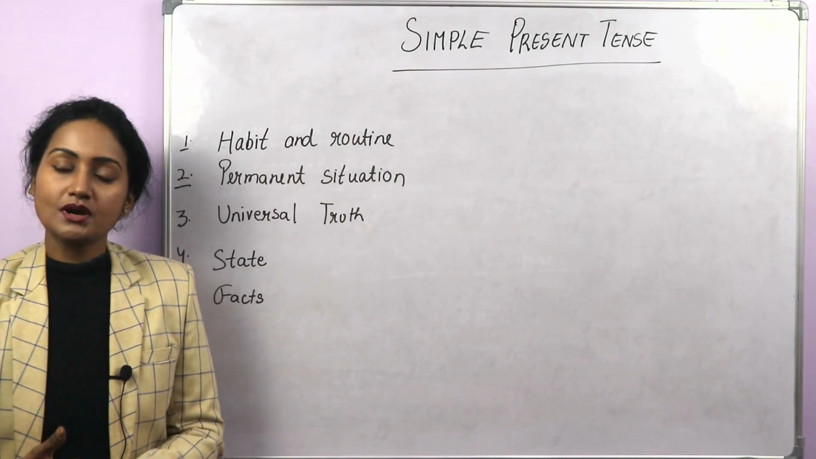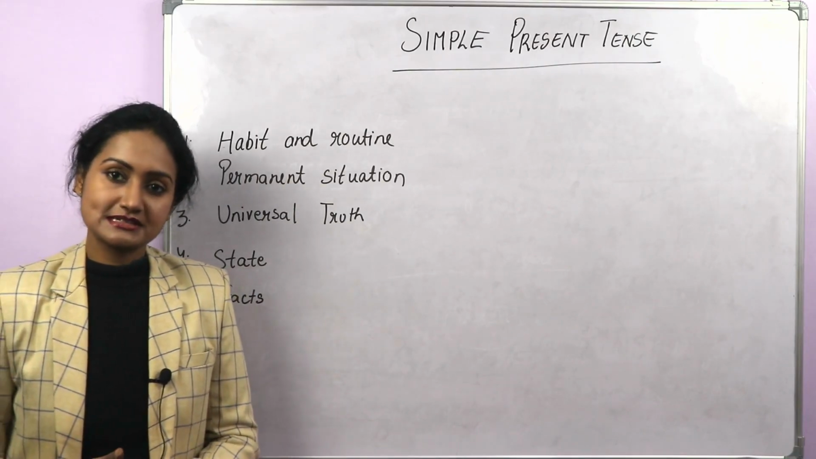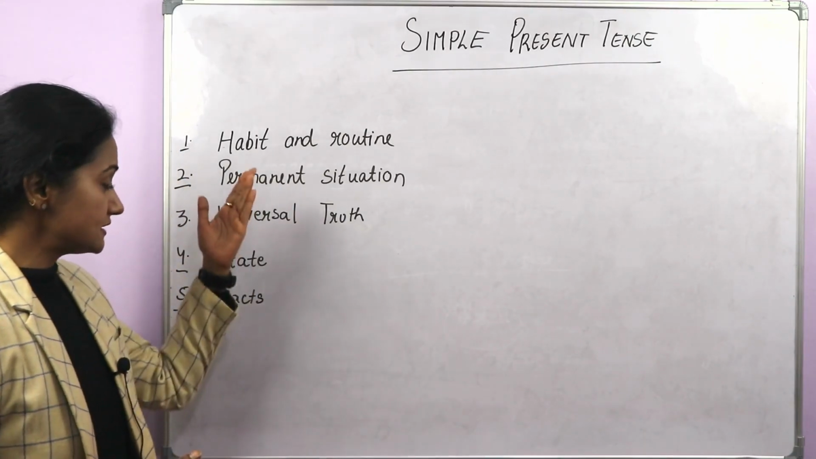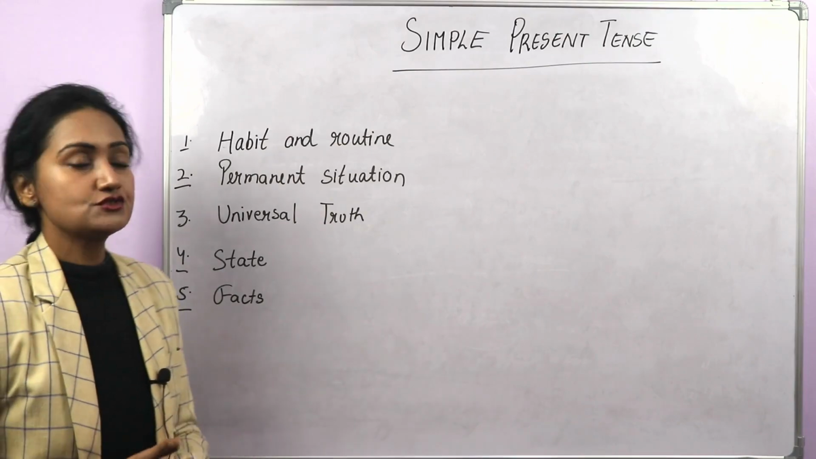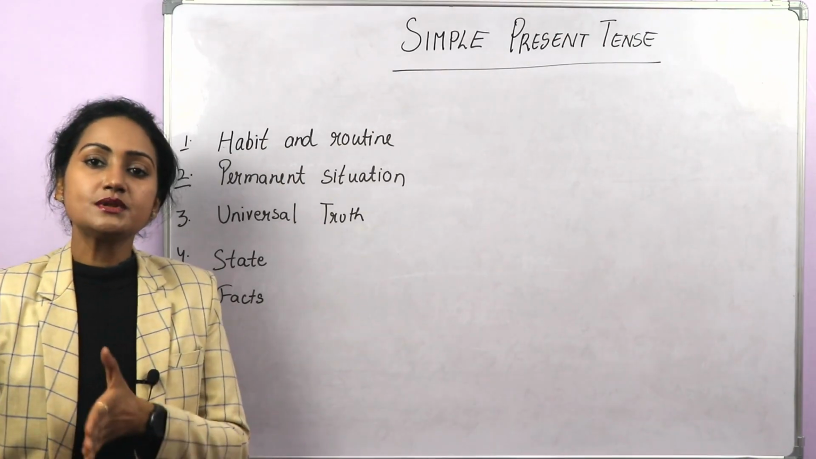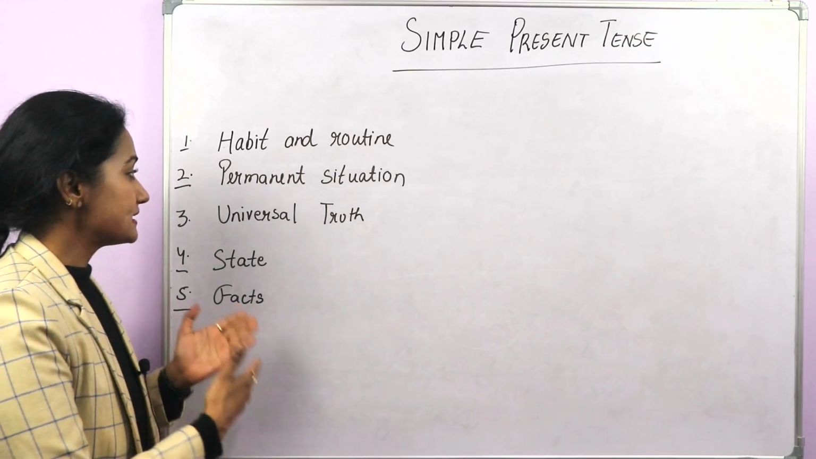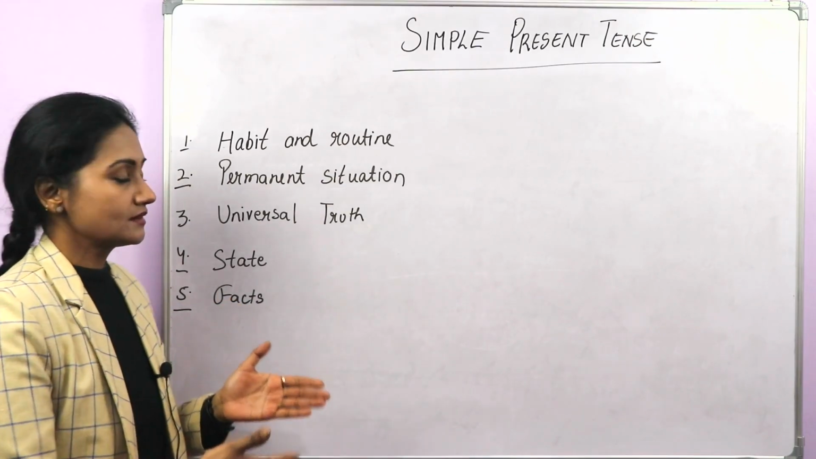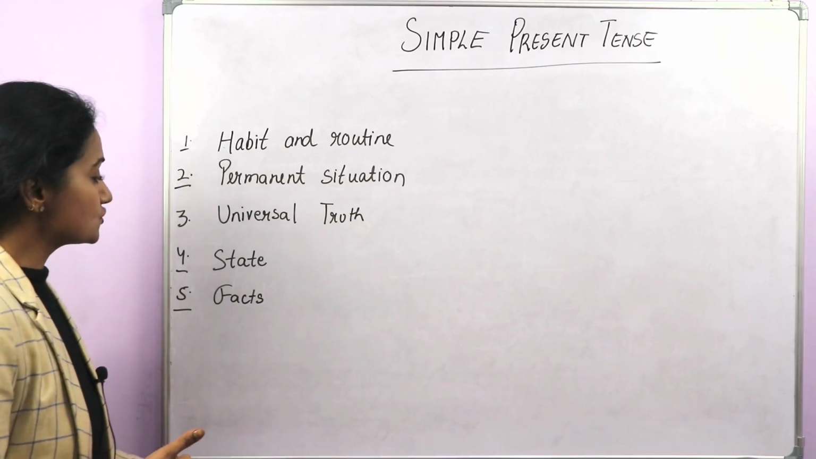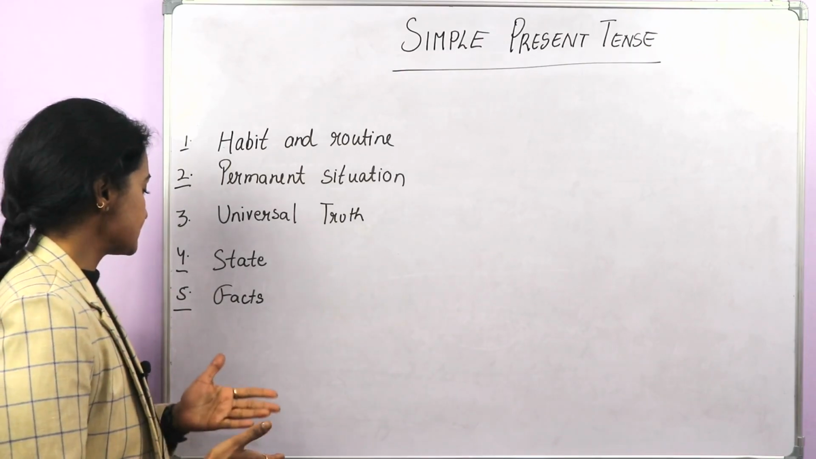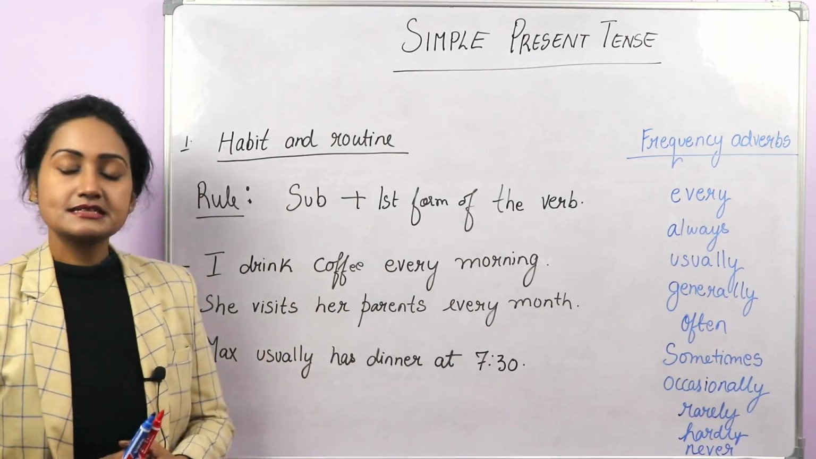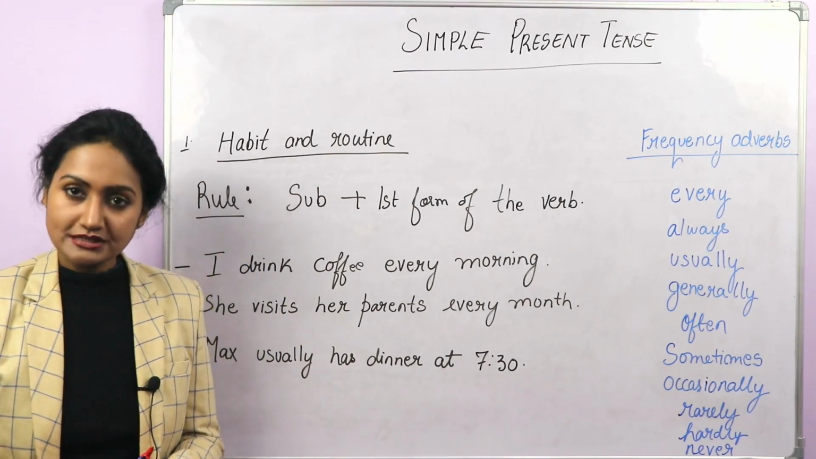Now I'll tell you when to use simple present tense. So under these situations, we have to frame a sentence in simple present tense. First is habit and routine, second is permanent situation, third is universal truth, fourth is state, and fifth is facts. So let's start with habit and routine.